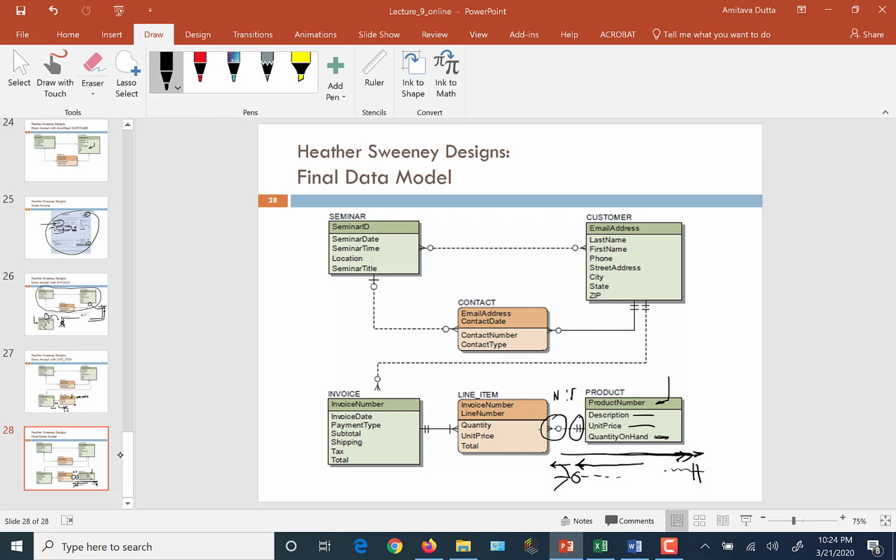So this diagram that you're seeing, this is the ER, entity relationship model, or the conceptual data model for this Heather Sweeney consulting application. Now, after this, in our subsequent videos, when we do database design, we will see how to take a conceptual data model, ER model, and actually build relations from it.